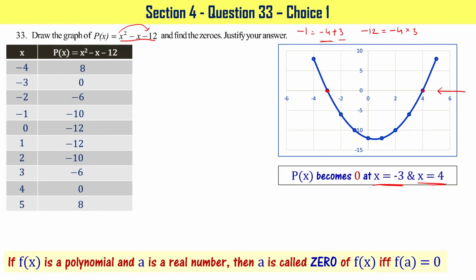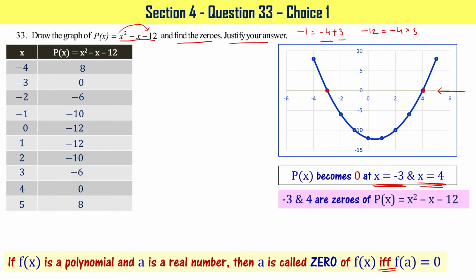We know that if f of x is a polynomial and a is a real number, then a is called a zero of f of x if and only if f of a equal to 0. It means when I take x equal to minus 3, then p of x is becoming 0, right? And when I take x equal to 4, p of x is becoming 0. Hence, we can say that minus 3 and 4 are zeros of p of x equal to x square minus x minus 12, right? So we found the zeros.